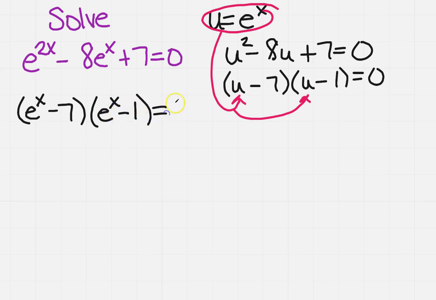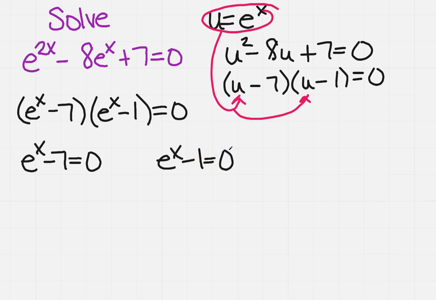1 equals 0. So now, once we have that, it's just like when we did factoring before. We're going to set each term equal to 0. So e to the x minus 7 equals 0. And e to the x minus 1 equals 0. So I need to add 7 to both sides. So I get e to the x equals 7.